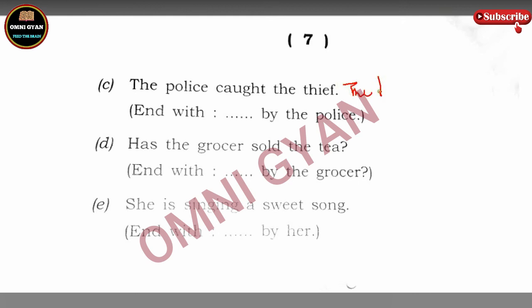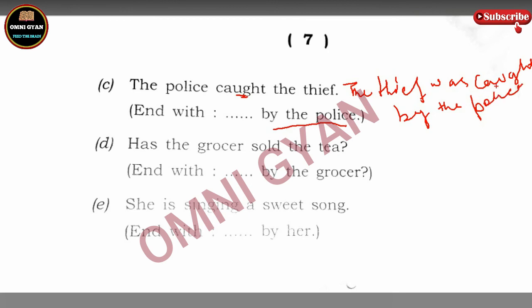The thief, because it is past tense, so was, and singular, thief is one thief, so it is was. If it would have been plural, then you should have used were, W-E-R-E. The thief was caught, caught will remain caught only. Third form of the verb. The thief was caught by, we have to end with by the police. So this is it. The thief was caught by the police. Okay.